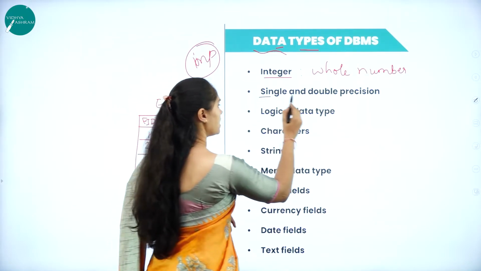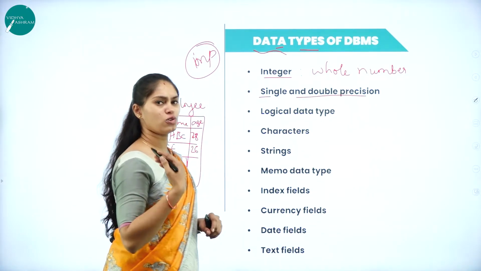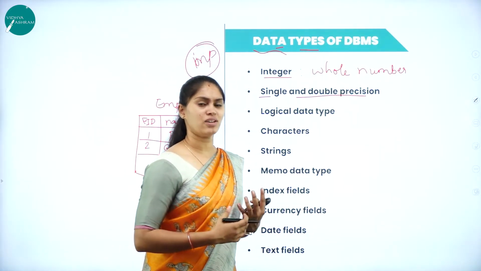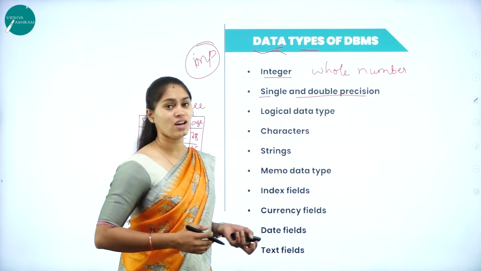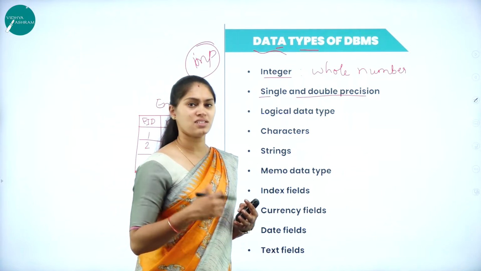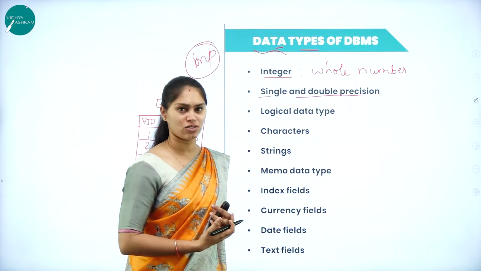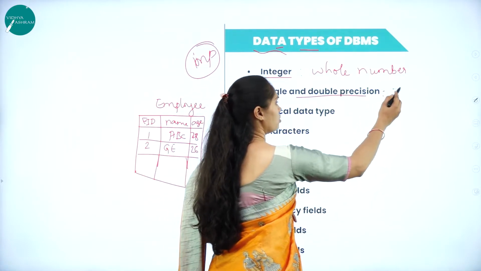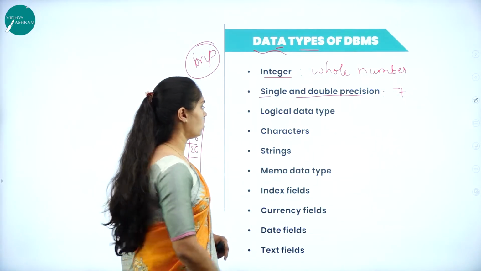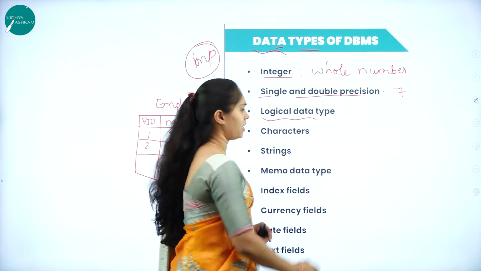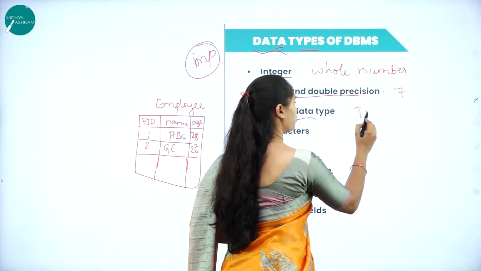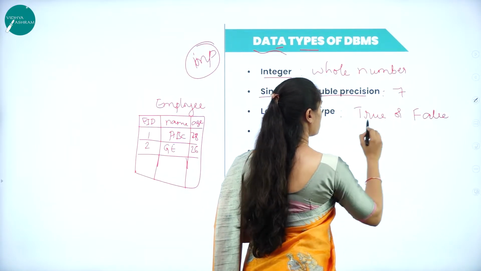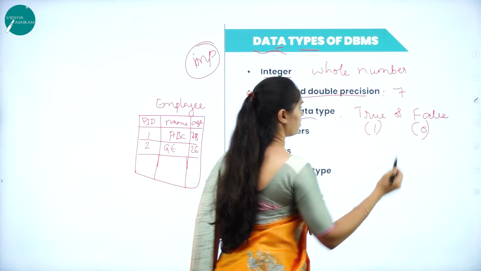Then we have single and double precision. When you want to represent the speed of light, or the speed of any such thing, at that time the value grows exponentially. So at that time the small storage space is not enough to store that kind of data. So we have to use single and double precision. It will hold up to 7 numbers. And also the logical data type, it will hold either true or false. It will have only 2 values, either true or false. If it is true, it will be 1, and if it is false, then it will be 0.